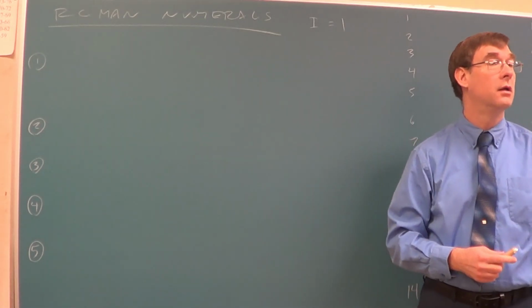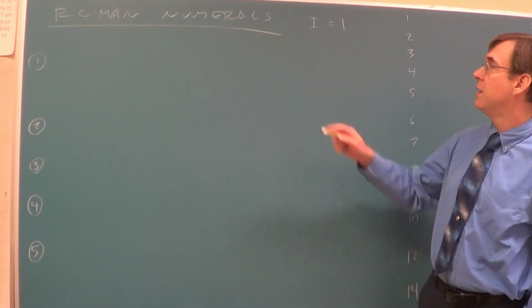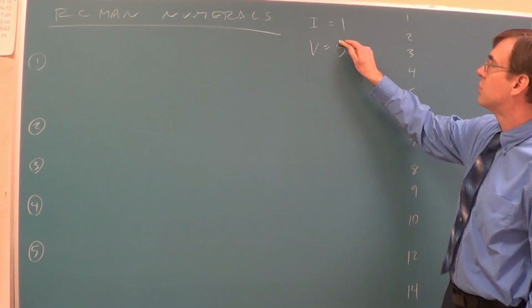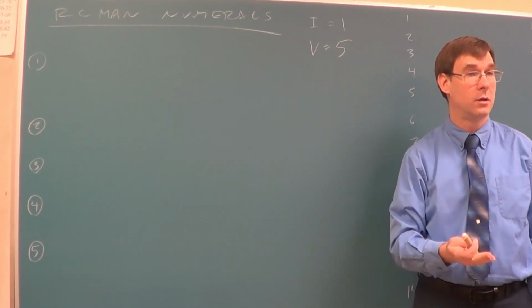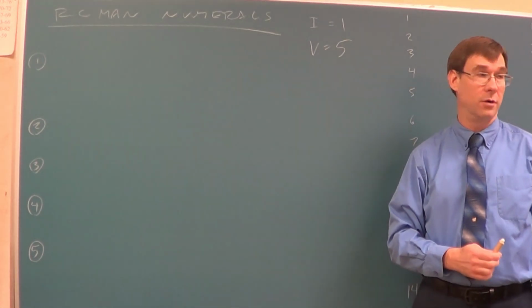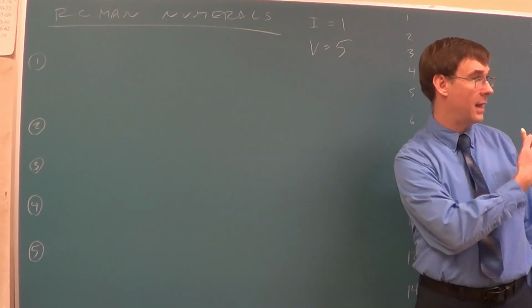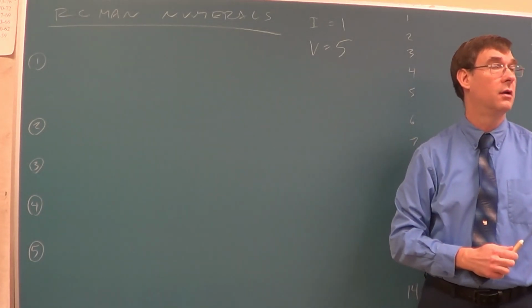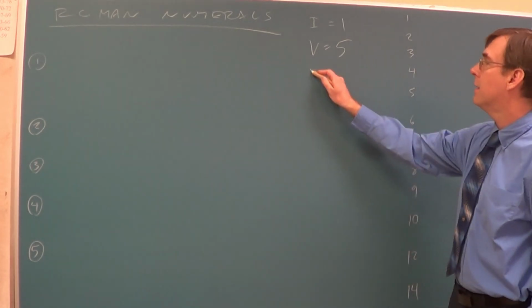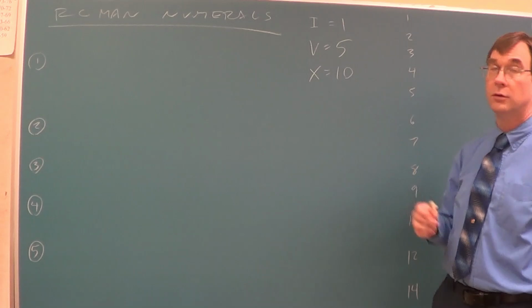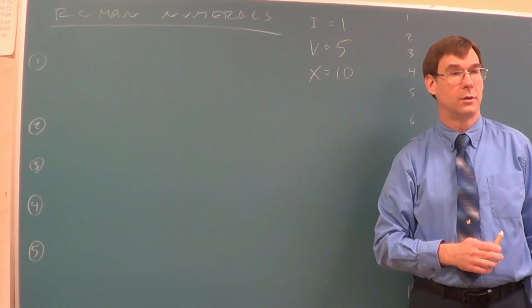Yeah, you're right. Does the V equal 5? The V we mentioned is a 5. That's true. Yep, 4 is IV. That's true. We'll get that when we start counting. The X is 10. That's true. Is VI 6? It is.